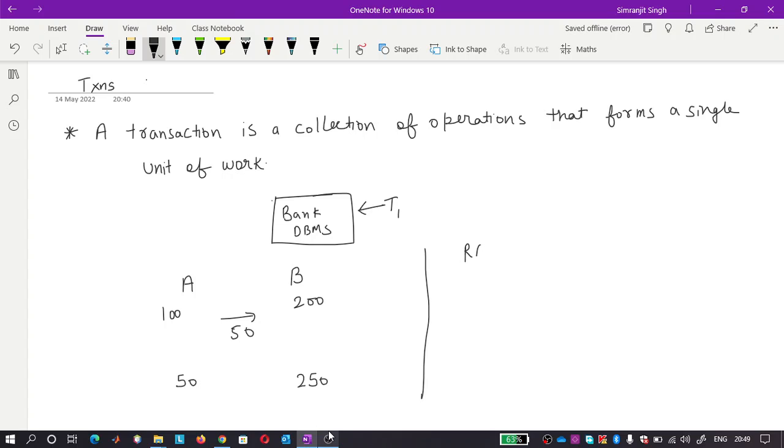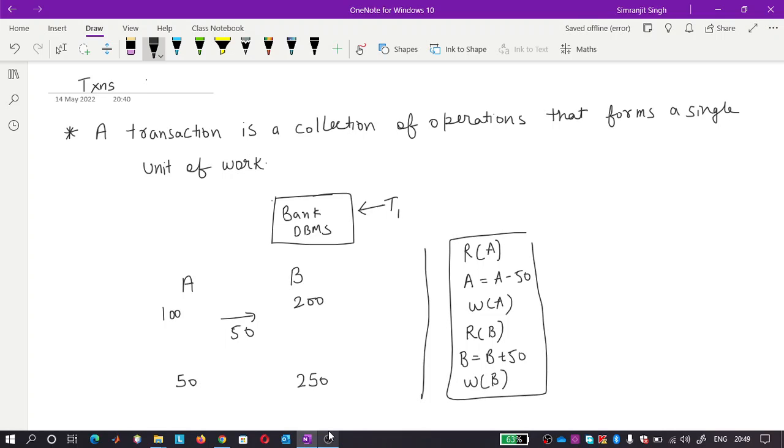You read the value of A, you deduct 50 from A, you write the value of A, that is, you update it to be 50. Then you read the value of B, you update the value of B by adding 50 rupees, because 50 rupees was deducted, and then you write the value of B. Okay, so this is referred to as one single logical unit of work. In this work you are taking 50 rupees and giving it to another account.